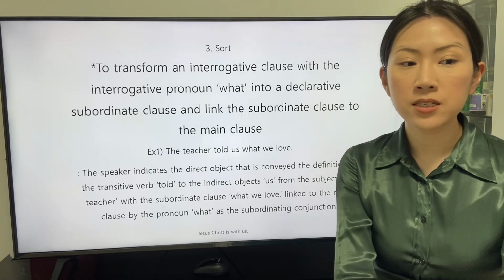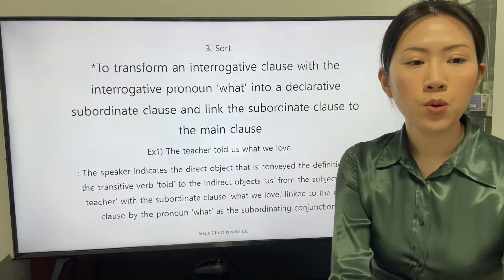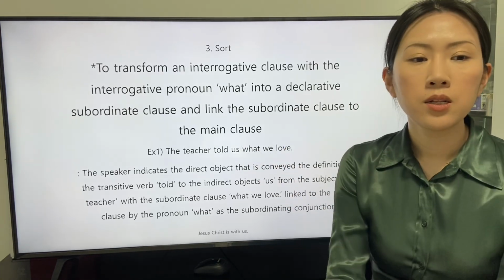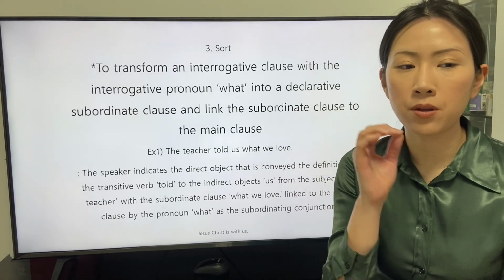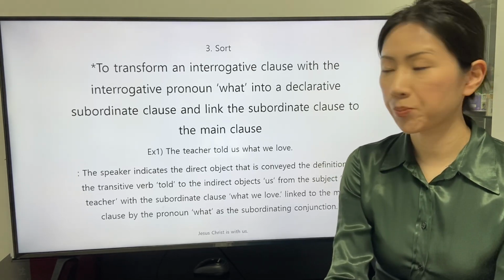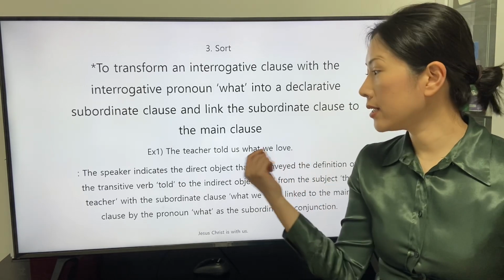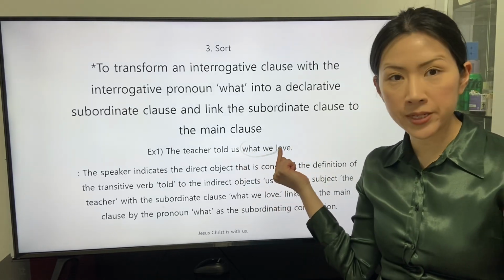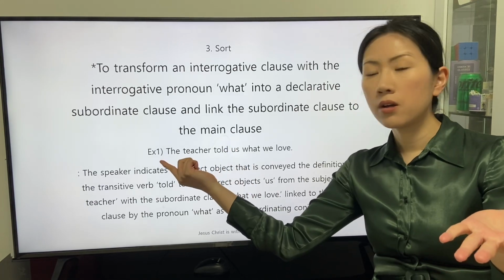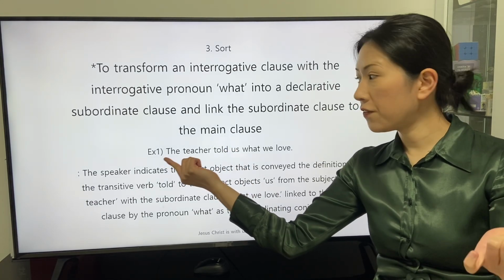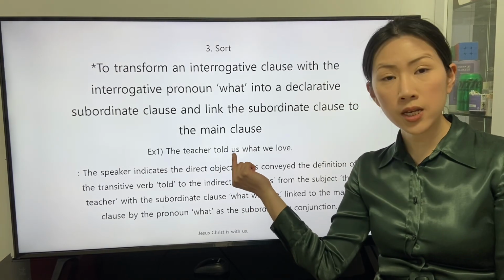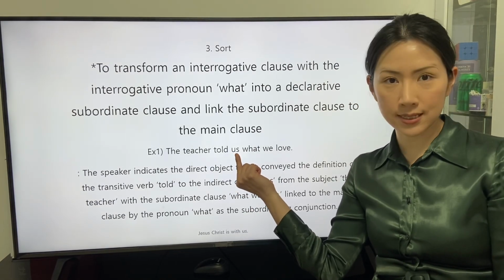From the subject, the teacher, with the subordinate clause what we love, linked to the main clause by the pronoun what as the subordinating conjunction. The speaker indicates the direct object to receive the definition of the transitive verb told from the teacher to the indirect object.